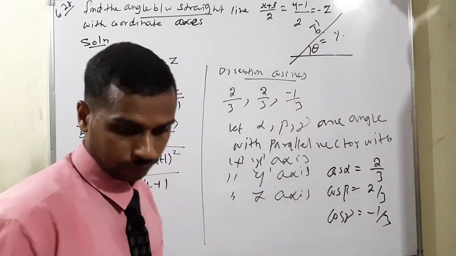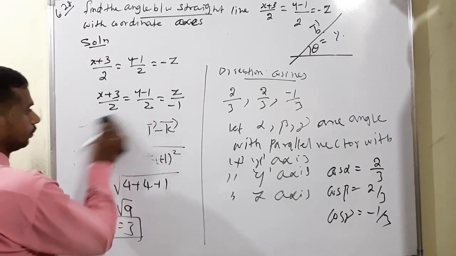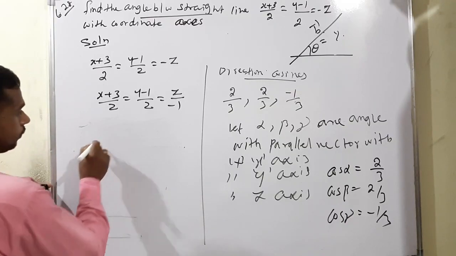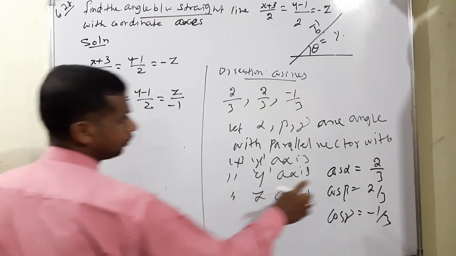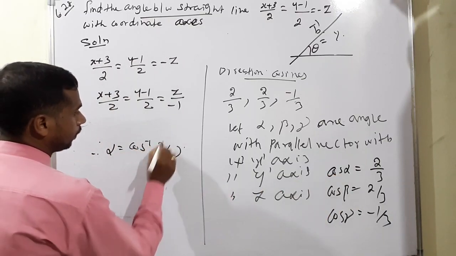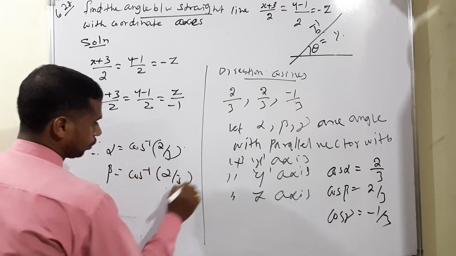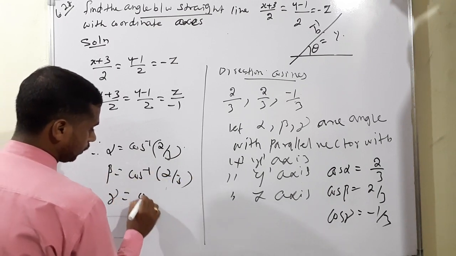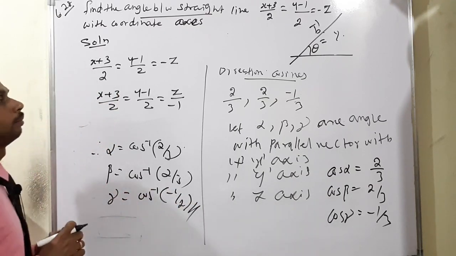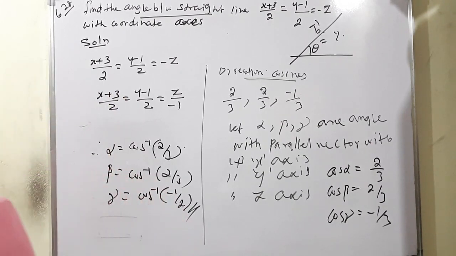Therefore, the angles: alpha is equal to cos inverse 2/3, then beta is again cos inverse 2/3, then gamma is equal to cos inverse of negative 1/3. Okay, this is the answer for example 6.28. Okay, I will continue with the next question.